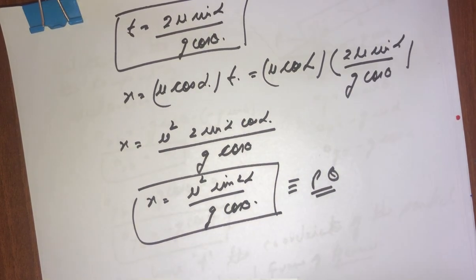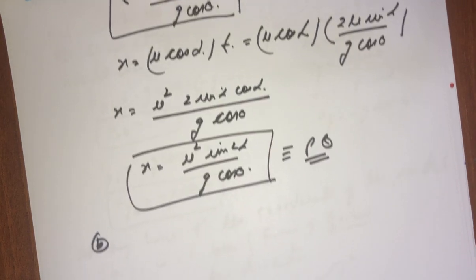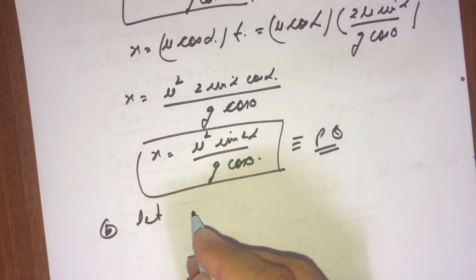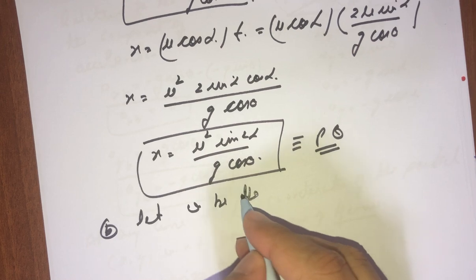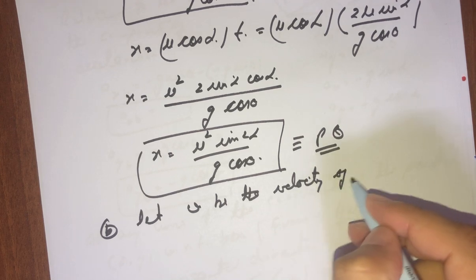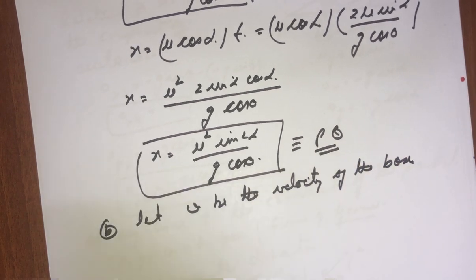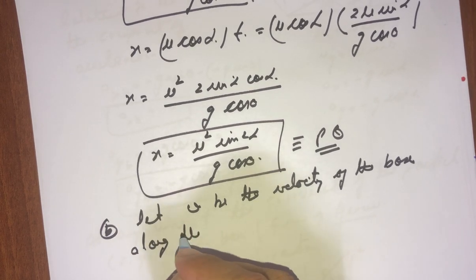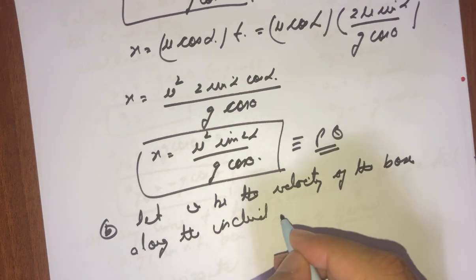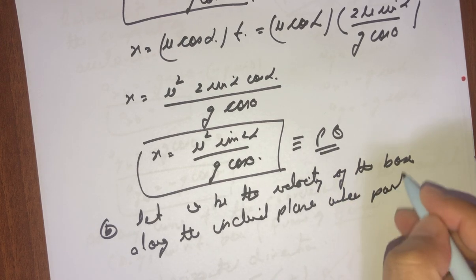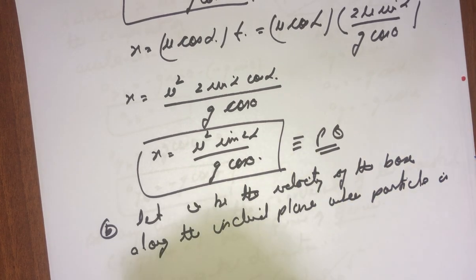In the second part, the B part, let v be the velocity of the box along the inclined plane when the particle is projected.